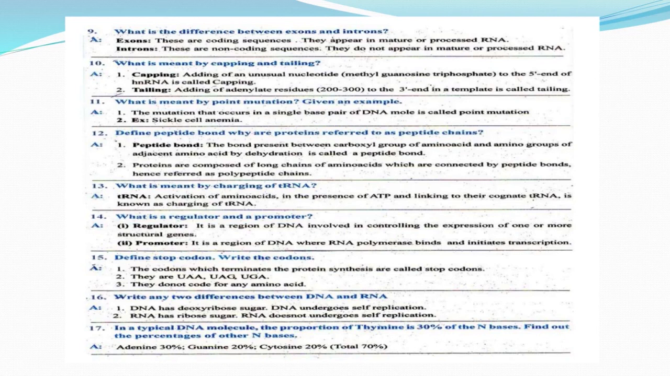And next is the proteins. Proteins are composed of long chains of amino acids which are connected by peptide bonds, hence they are referred to as polypeptide chains. In the question, why are proteins referred to as peptide chains? Because proteins are composed of long chains of amino acids connected by peptide bonds, hence they are referred to as polypeptide chains.